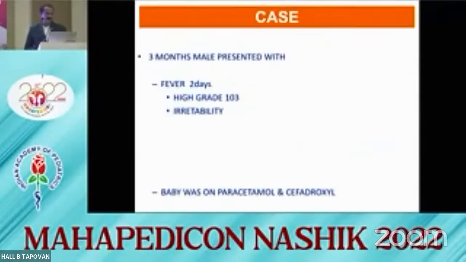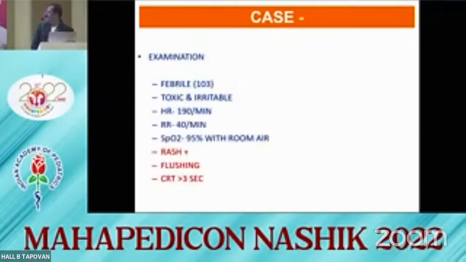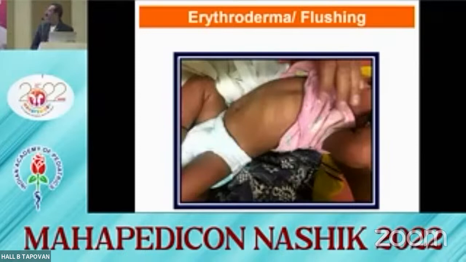A 3-month-old child had a fever for 2 days, very high fever, irritability. The child was treated on an OPD basis. On examination, the child was febrile, there was tachycardia, there was rash, there was flushing, and CRT was delayed. What is the diagnosis? Yes, dengue can be one of them. Which are the other conditions which get erythroderma? This is called erythroderma, flushing of the skin.